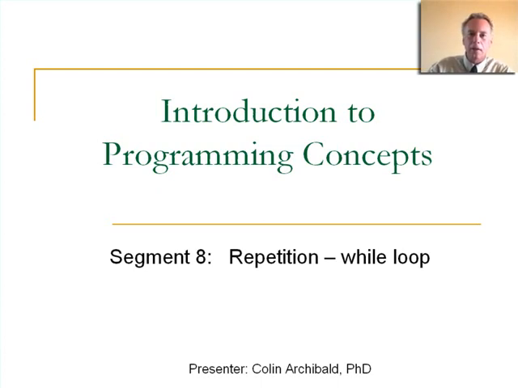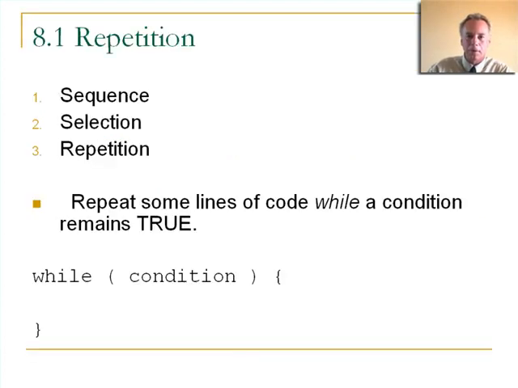Welcome back. In this segment, we're going to talk about repetition. Up until now, we've been using sequence and selection. Sequence is the simplest of all control structures. It really isn't a control structure at all. You start at the beginning and you execute one line of code in sequence. And then selection, we talked about using the if-else statement to selectively execute lines of code. In this segment, we're going to talk about repetition, which is repeatedly executing some lines of code.